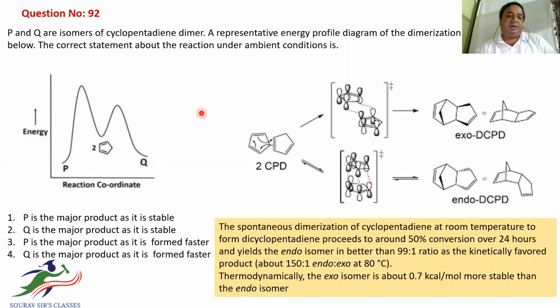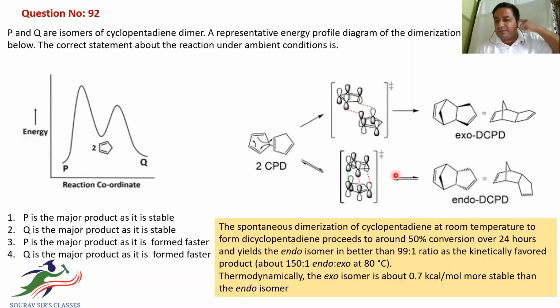Now, kinetically controlled products usually form at lower temperatures, whereas P forms at higher temperatures. And I would like to mention that the spontaneous dimerization of cyclopentadiene at room temperature proceeds to around 50% conversion over 24 hours and yields endo to exo in a 99:1 ratio, as the endo is the kinetically favored product.